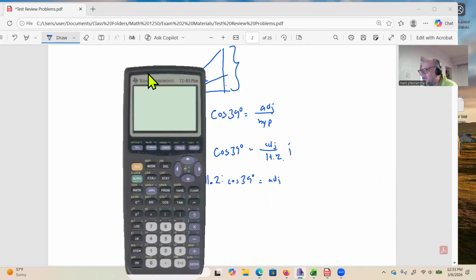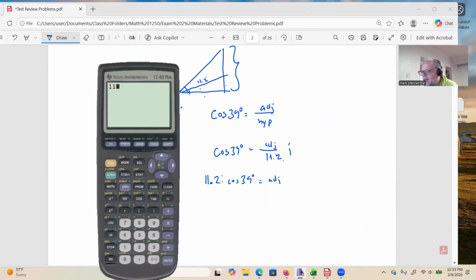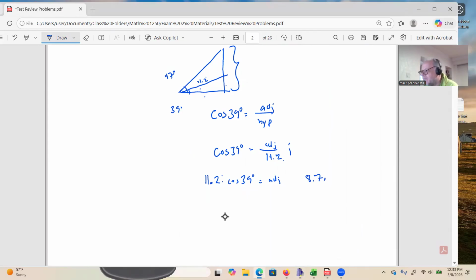And then we're going to be able to say 11.2 times cosine of 39 degrees. And in here, we're going to see this is going to be 8.7 meters. Okay, so as I go through and start filling in parts of my triangle, this is 8.7 meters. Now, I have this little triangle kind of sorted out. We could figure out this side right here, but we don't have to because they want the whole thing.